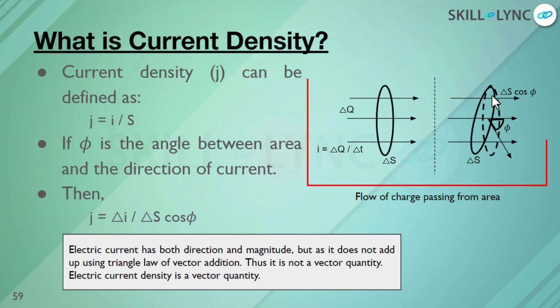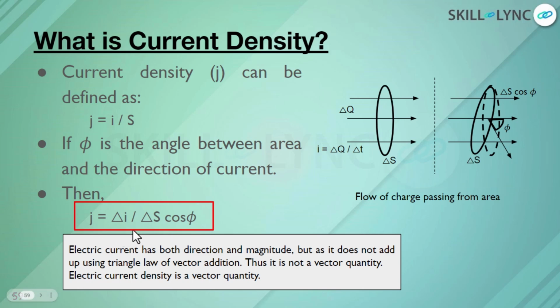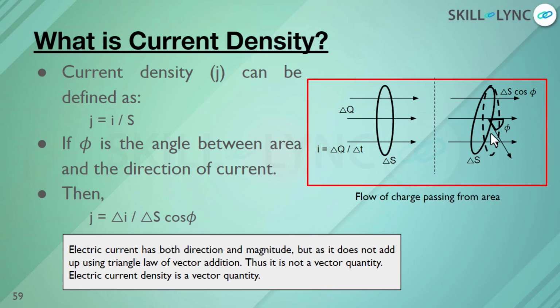That is, if the cross-sectional area has an angle phi with it, then the formula of current density can be written as J = ΔI divided by ΔS cos phi, where phi is the angle maintained between the horizontal axis and the cross-sectional area.